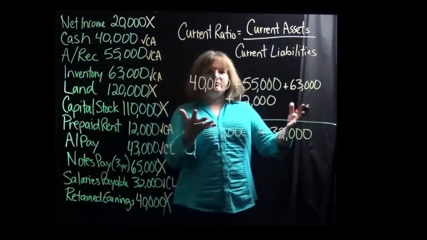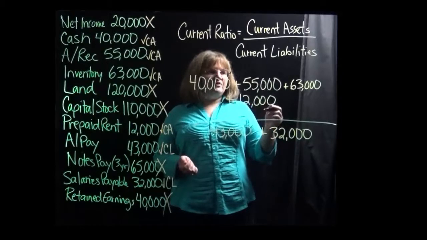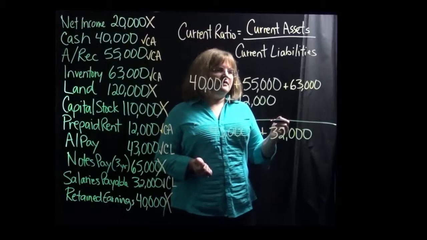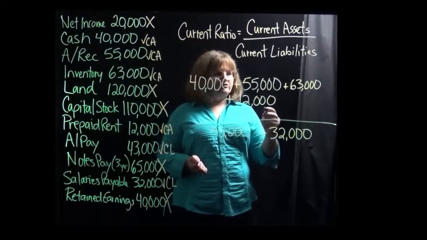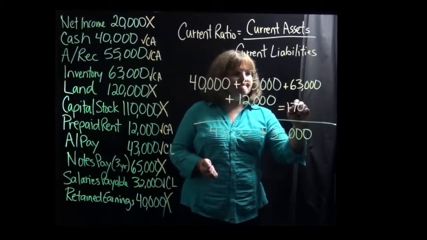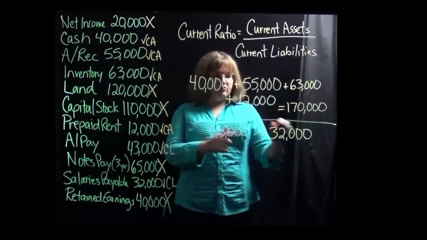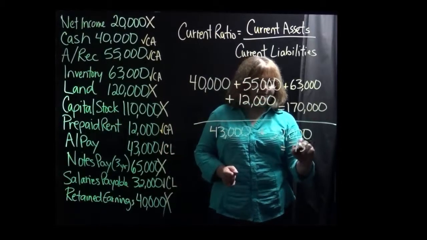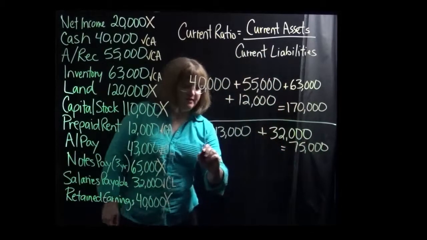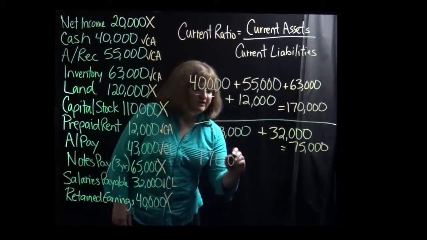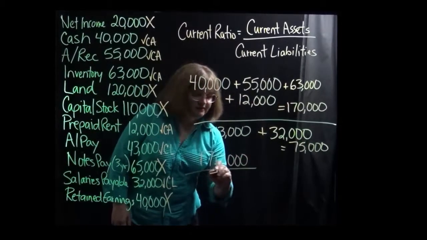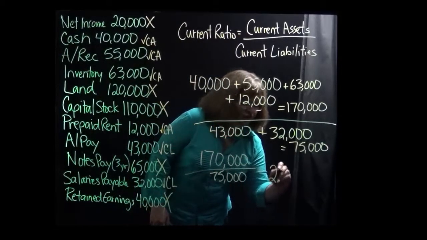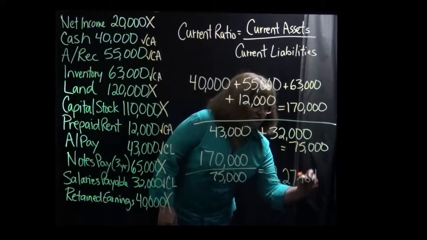So all we have left to do is the math. So 40,000 plus 55,000 is 95,000. Plus 63,000 makes 158,000, plus 12,000 equals 170,000. And then 43,000 plus 32,000 gives us 75,000. So we basically have a current ratio of 170,000 divided by 75,000, which gives us a current ratio of 2.27 to 1.